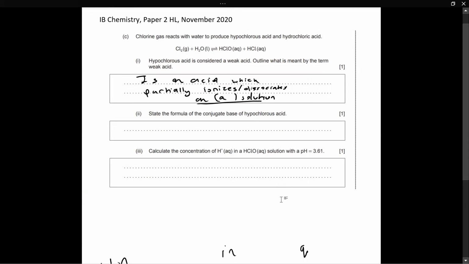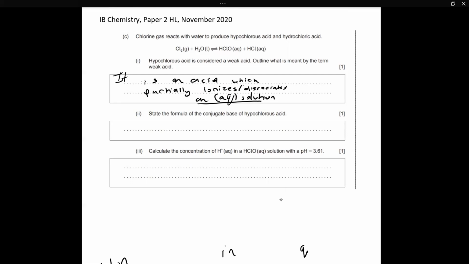So it is an acid which partially ionizes/dissociates in an aqueous solution. But remember, in the exam, please write the full form of aqueous. Don't just write AQ, because I've just written it to save space. You should do the full form. Don't leave anything in short form unless they've asked you to.